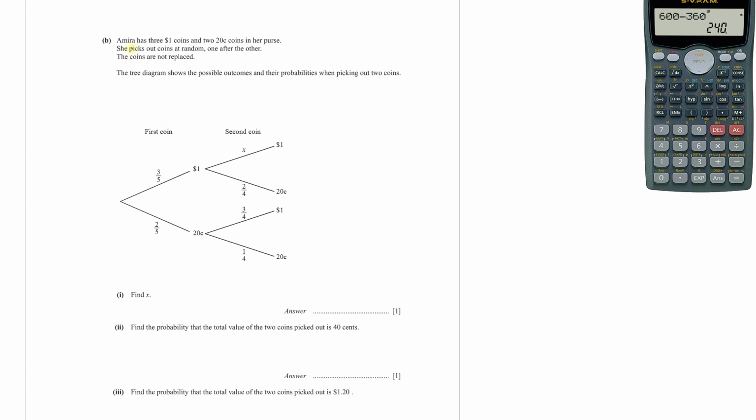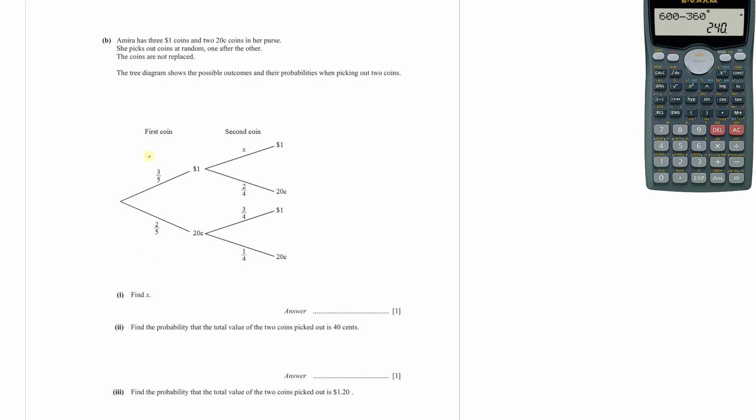Part B is Amira has three $1 coins and two 20-cent coins in her purse. She picks out coins at random, one after the other. The coins are not replaced. That means if she picks one, she doesn't put it back before picking the second one. The tree diagram shows the possible outcomes and their probabilities when picking out two coins.